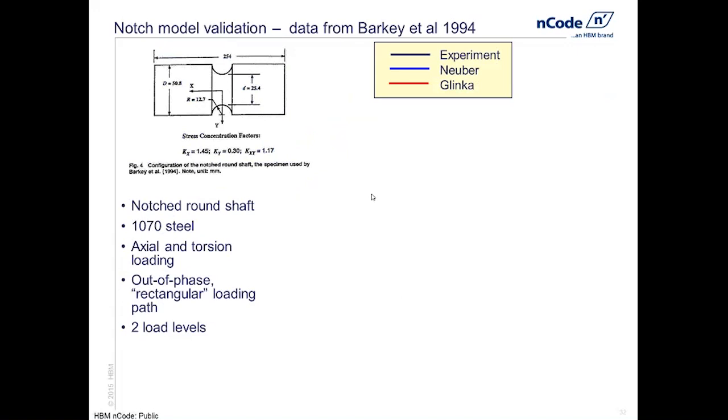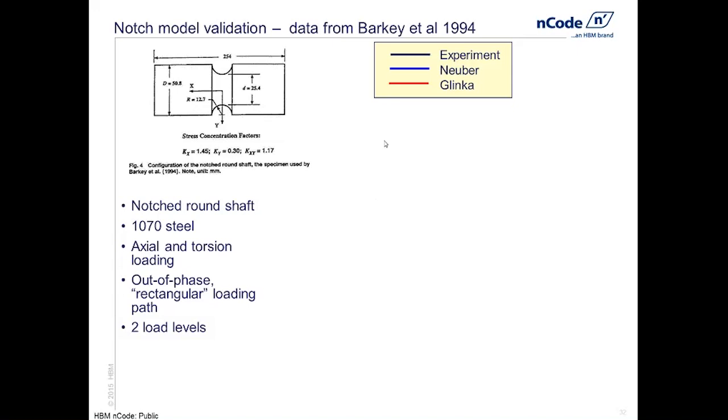Okay, so how well does it work? What I've got on this slide is a validation case for this combination of notch plasticity and notch correction. And it's based on an example from the literature. So it's taken from the work of Barkey and partners. It's based on a notched shaft which is subject to an out-of-phase torsion and tension loading. So we get a highly non-proportional stress state at the notch root.